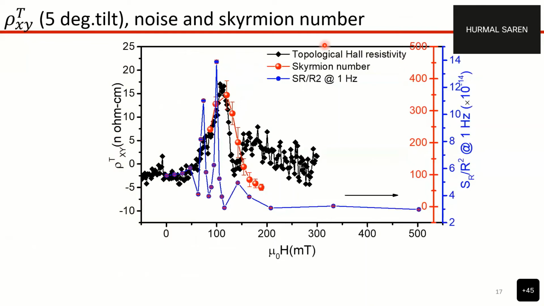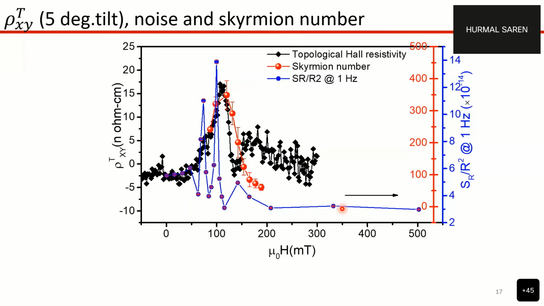So this is the topological Hall resistivity calculated for the 5-degree tilt data, plotted with the skyrmion number and the noise. If you see, the peak of the topological Hall resistivity is matching the skyrmion number, and the noise becomes maximum before the skyrmion phases, but the carriers might be facing a lot of fluctuation, right? And at the high field, we can see there is no variation of the noise.